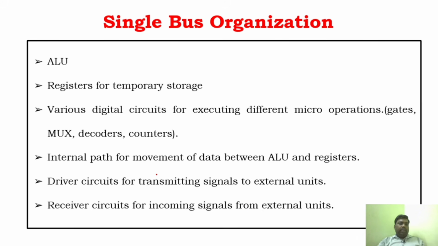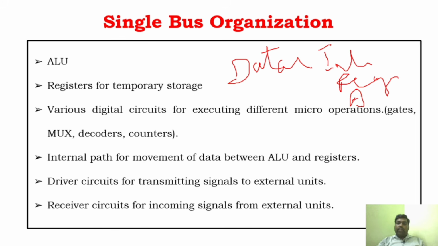You can see you have the ALU, temporary registers, and various digital circuits. The internal bus connects all those things. And very importantly, you can call this the data path. What is the data path? It is nothing but the internal bus, the registers, and the ALU. All these three can be commonly called the data path.